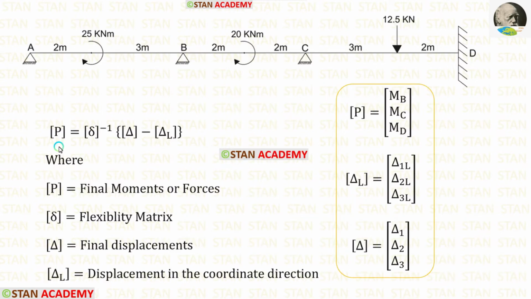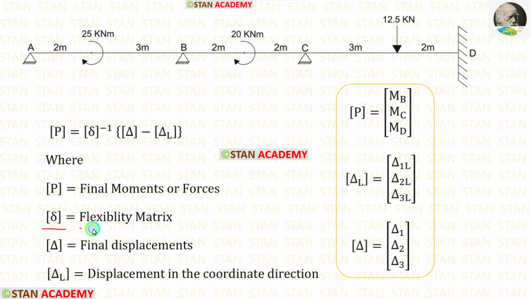Now let's see the formula to calculate the moments. P matrix is equal to delta matrix inverse into delta matrix minus delta L matrix. P matrix is the final moments or forces. Inside the P matrix, we will have the moments MB, MC and MD, because these are the moments we have removed.